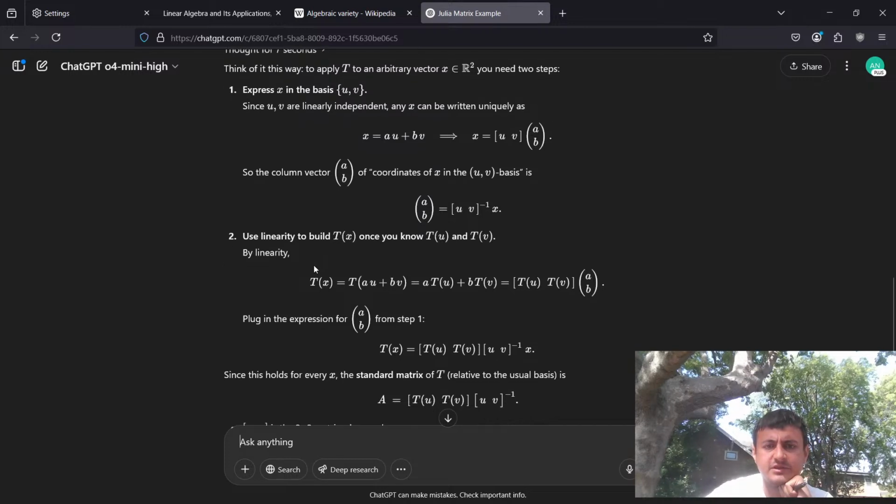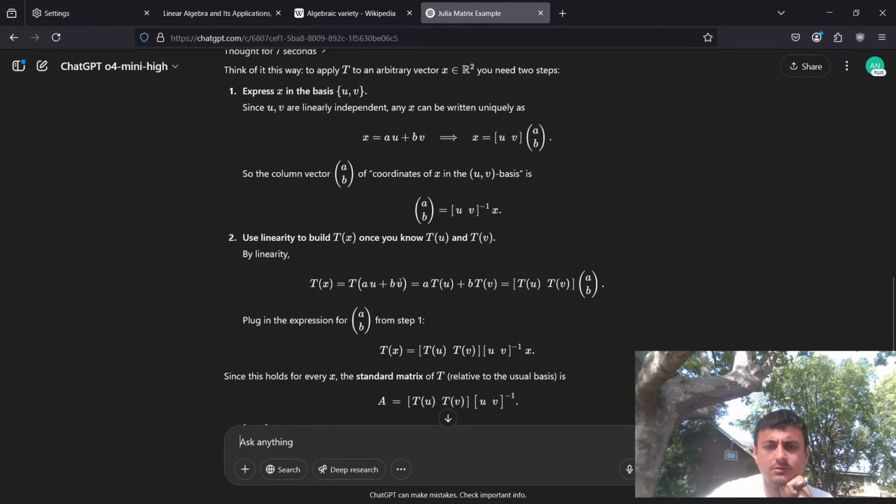Use linearity to build T of X once you know T of U and T of V. Okay, so now we have, wait, hold on. So T of X is going to be equal to T of AU plus BV, which is equal to A T(U) plus B T(V). And that's a linear combination itself. So then you're going to get [TU, TV] times [A, B] is equal to T of X.